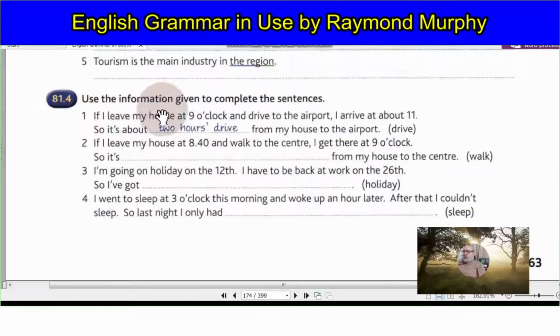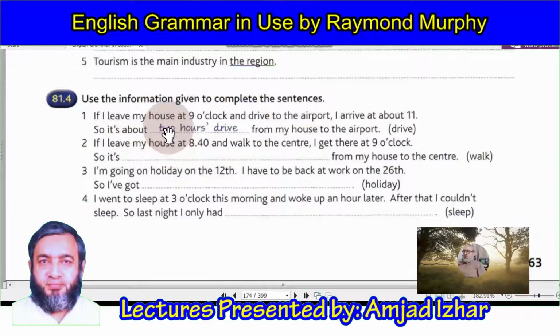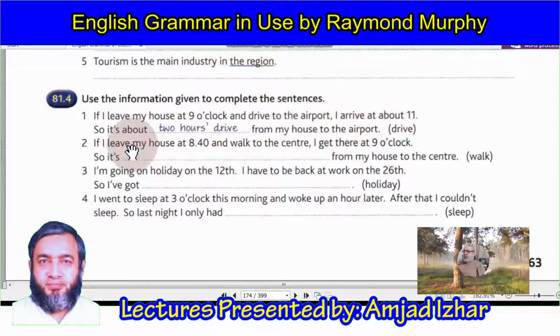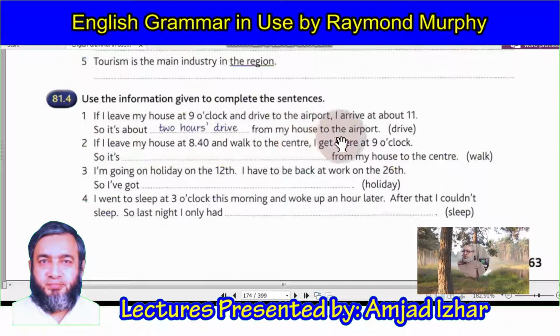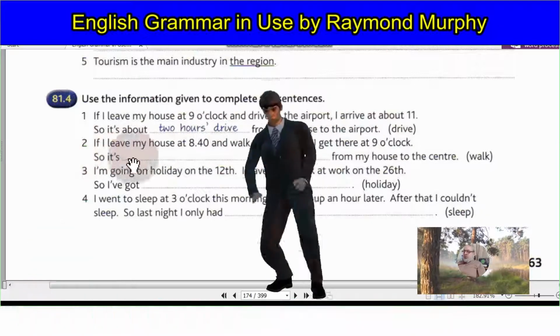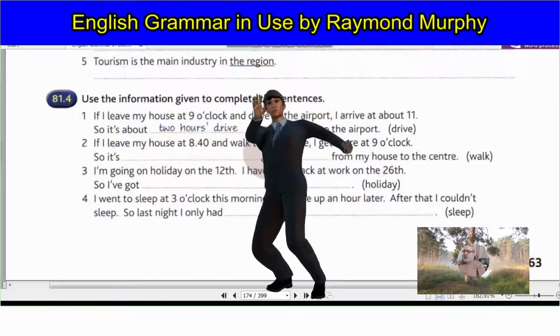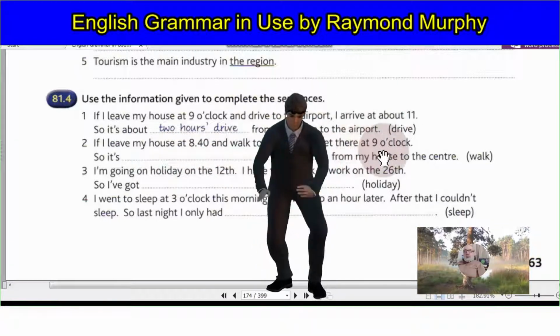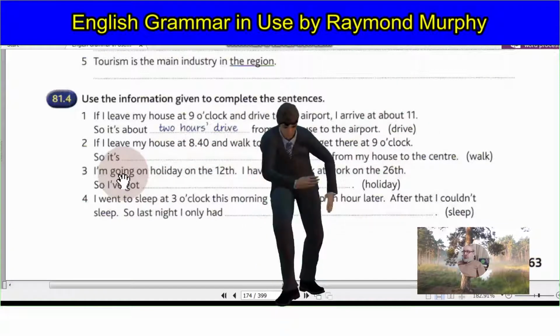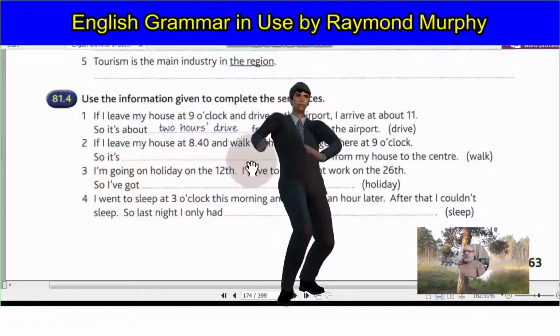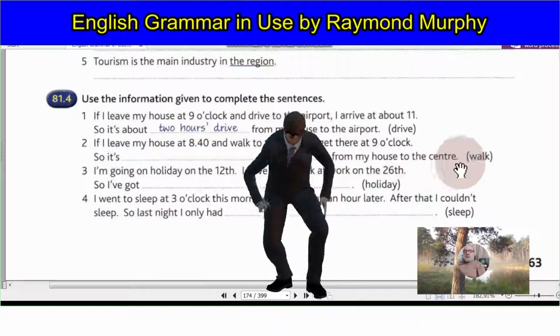81.4. Use the information given to complete the sentences. If I leave my house at 9 o'clock and drive to the airport, I arrive at about 11. So it is about two hours' drive from my house to the airport. If I leave my house at 8:40 and walk to the center, I get there at 9 o'clock. So it is from my house to the center walk.